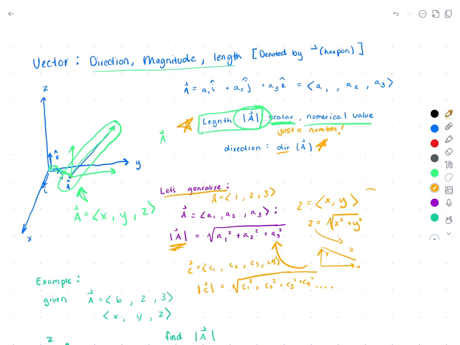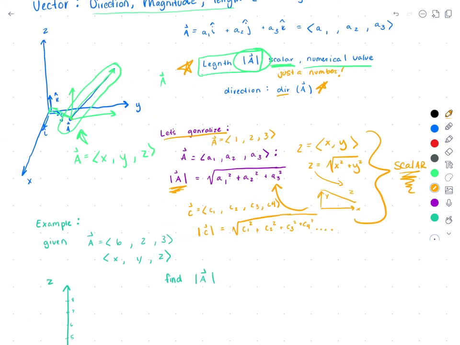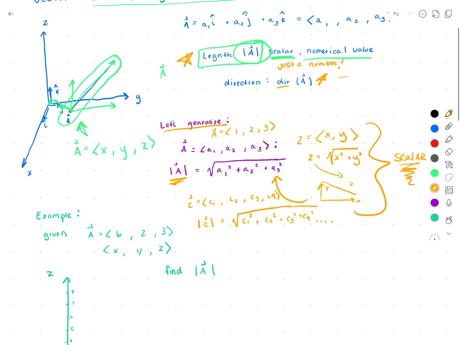In comparison, this direction will be a vector. Just to make sure we're good on that, the direction will be a vector and the length will be a scalar. So now let's look at an example of length.